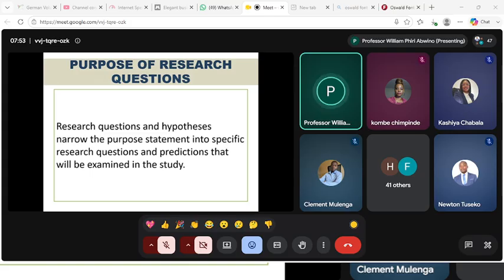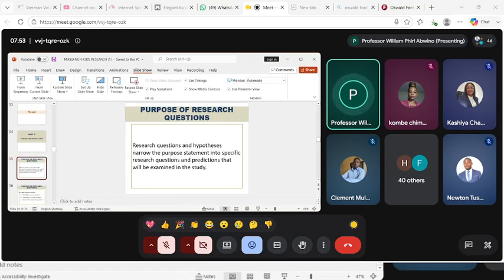So that's what. Then when do we use the research questions and when do we use the hypothesis? Let me pause here. I think you presented this. When do we use research questions and when do we use the research hypothesis? Is there anyone who can help us?